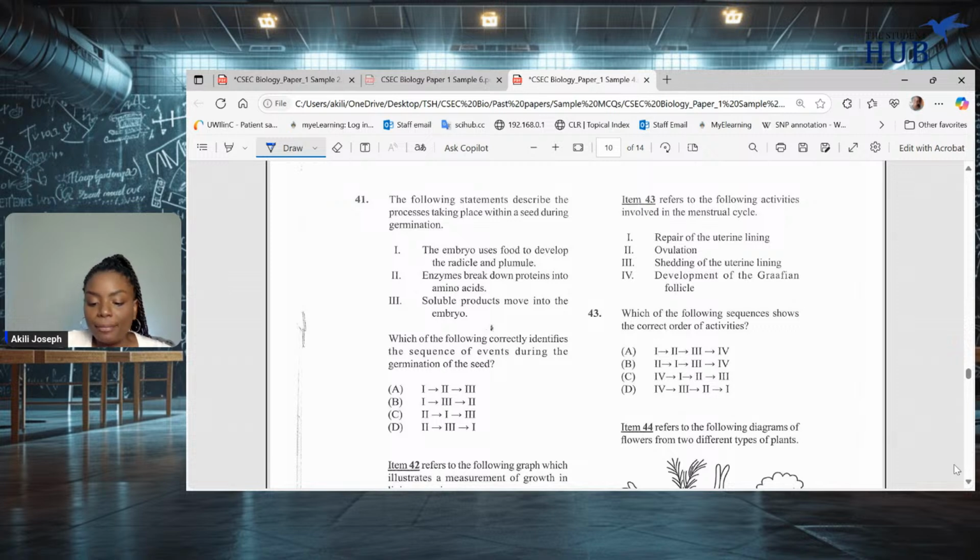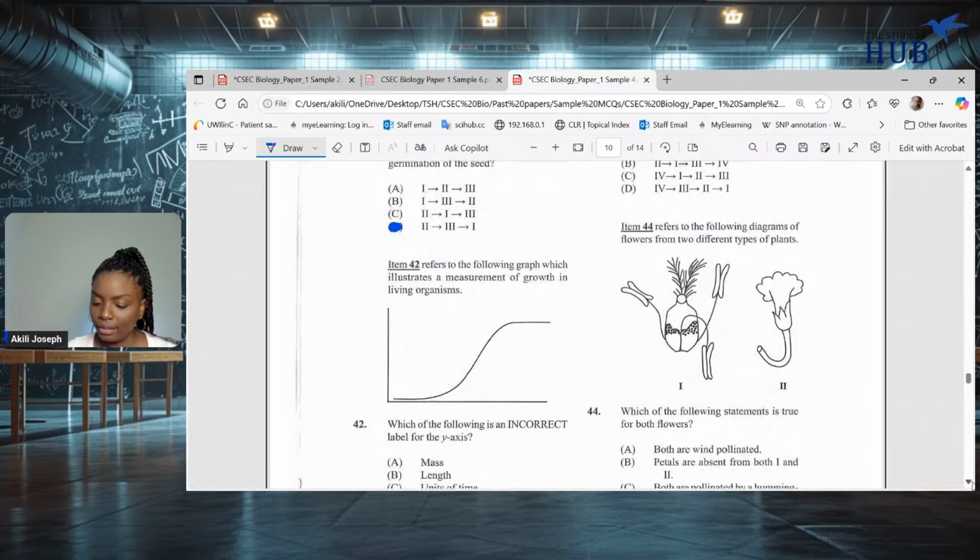41, the following statements describe the processes taking place within a seed during germination. We have the embryo uses food to develop the radicle and the plumule. The enzymes break down proteins into amino acids, or that soluble products move into the embryo. Which of the following correctly identifies the sequence of events during the germination of a seed? D, we're going to have the enzymes breaking down the proteins into amino acids, the soluble products moving into the embryo, and then the embryo is going to be able to use or assimilate that to develop the radicle and the plumule. So that's going to be D.